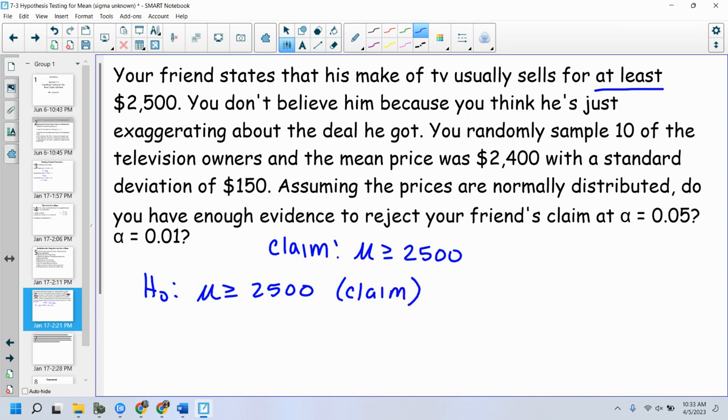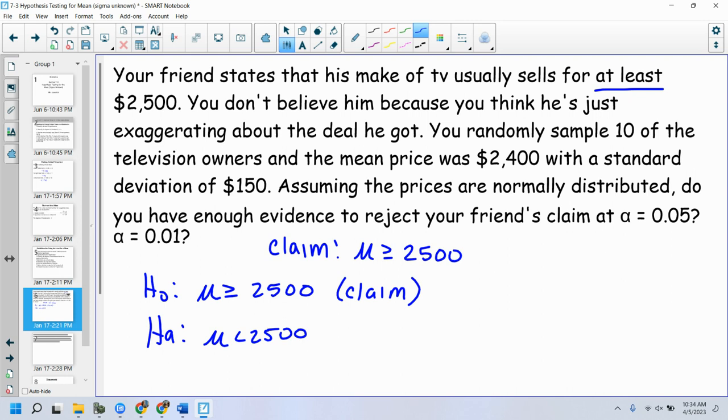My angle is that I would love to disprove his claim. I am trying to disprove his claim. So I'm going to put his claim in the null. And then if I can choose to reject the null, then I can truly disprove his claim. Therefore, the alternative is mu is less than $2,500.